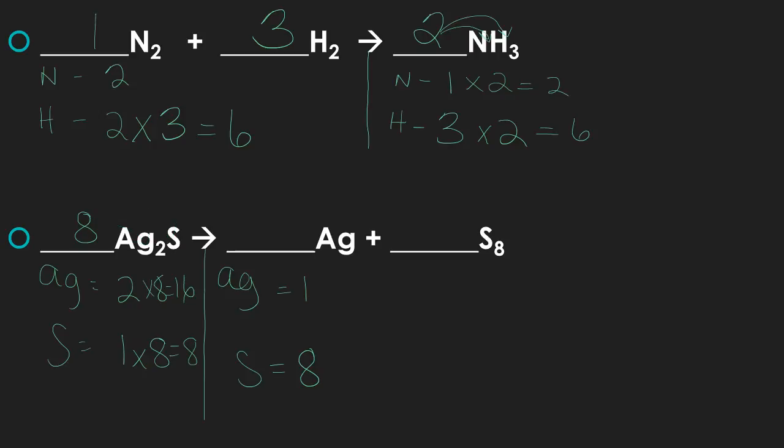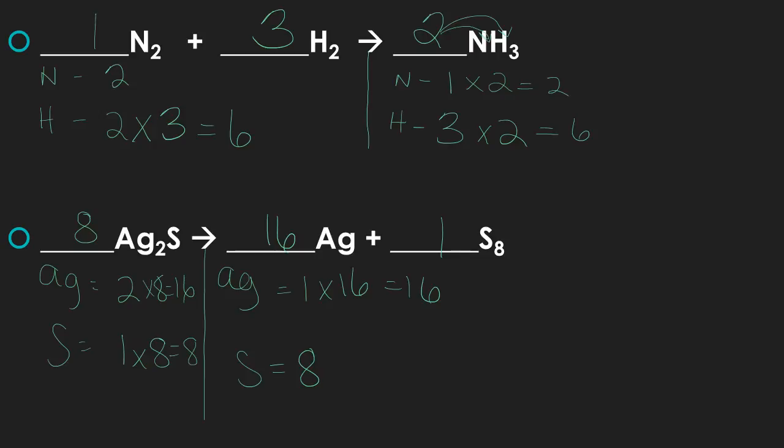And then you're not balanced. Your sulfurs are good, but your silvers aren't. So I have 16 on the left, 1 on the right. So you'll have to multiply this by 16. There's nothing else in there besides Ag, so nothing else needs to be multiplied by 16. I check, everything is balanced. So I can either leave the S8 as a blank, or you can put a 1.